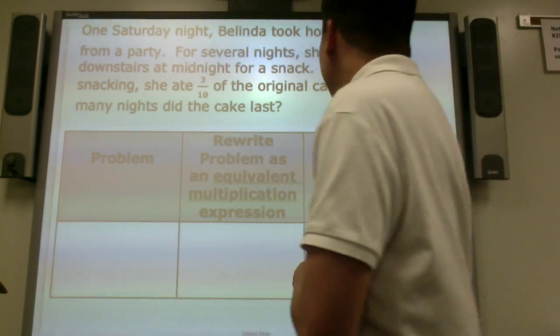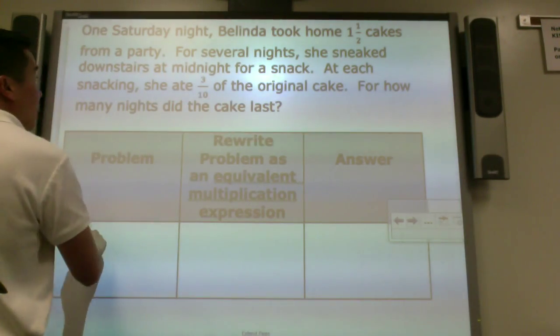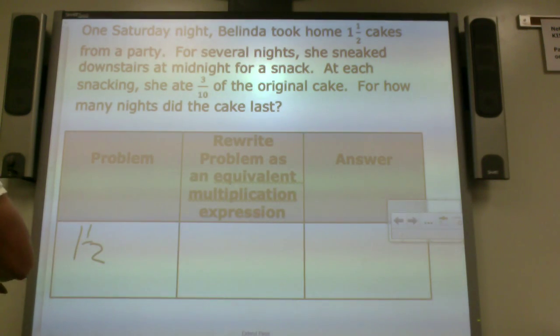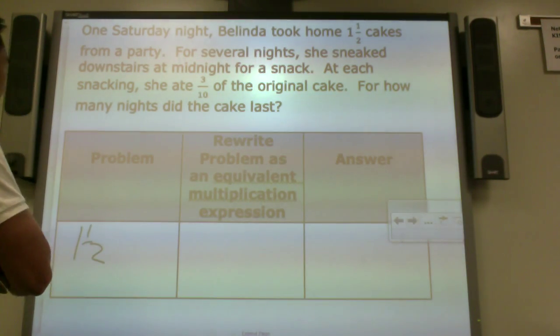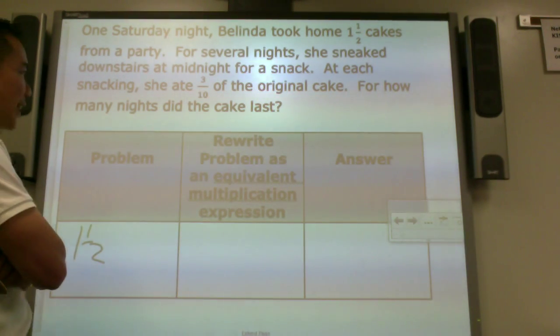For Saturday night, Belinda took home 1.5 cakes from a party. For several nights, she sneaked downstairs at midnight for a snack. At each snacking, she ate 3/10 of the original cake. For how many nights did this cake last?